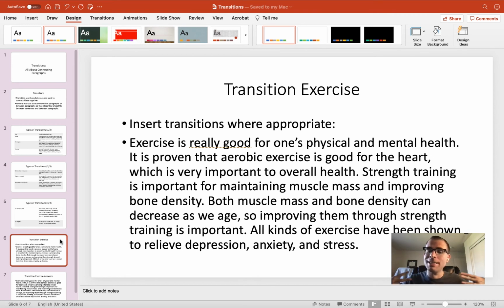There were a lot of ideas addressed in this paragraph. We have some information about aerobic exercise, some information about strength training, and also some general information about exercising in general. This is a paragraph that needs, it wants, desires transitions. So take a moment and think, where would you put your transitions?